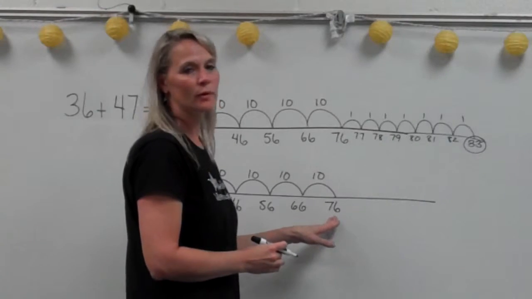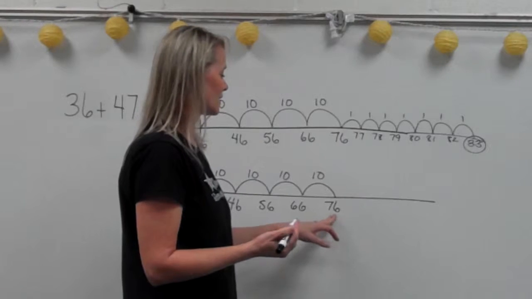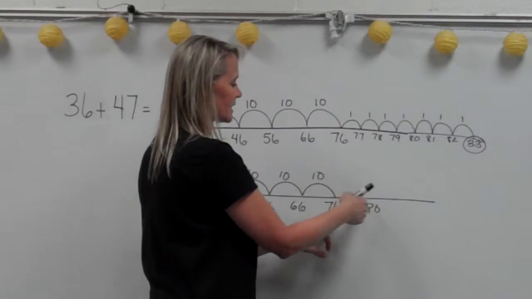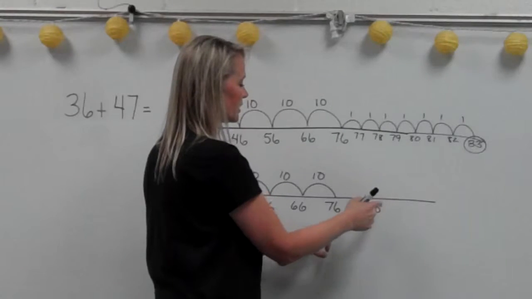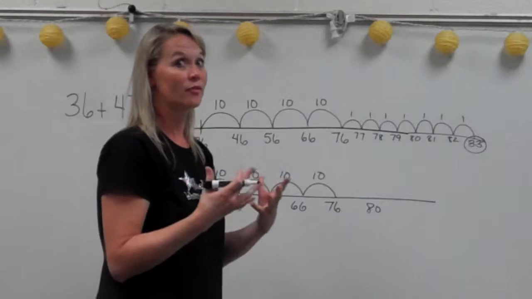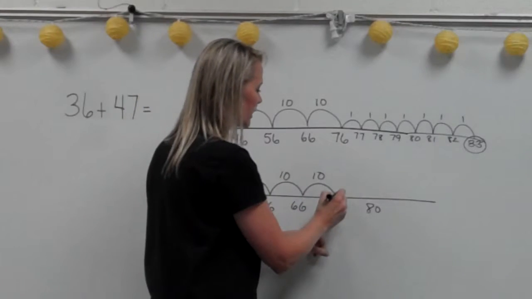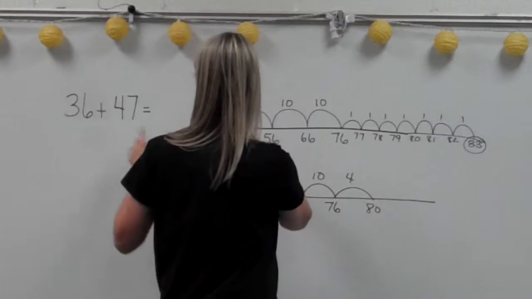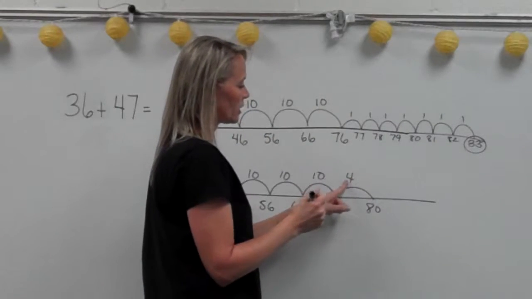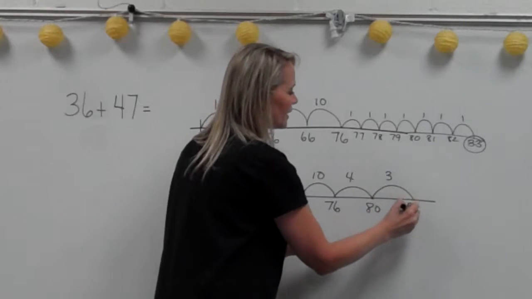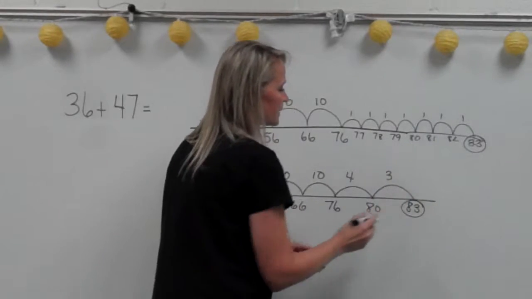The next 10 that we would land on, or the next friendly number as I like to call it, would be 80. And how would I get from 76 to 80? And hopefully the students are understanding and remembering and recalling their base 10 facts that 6 plus 4 equals 10. So that would be a jump of 4. And then with the number 7, if I've already jumped 4, I have 3 left. So just make one jump of 3, and then I land on 83.